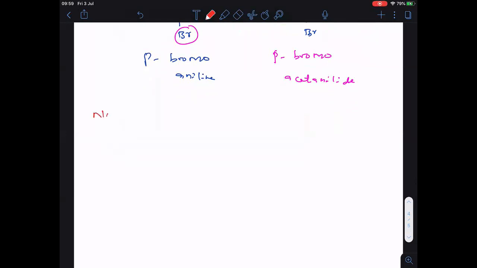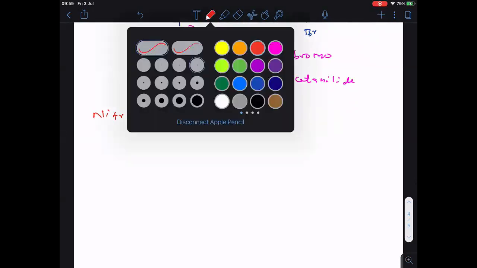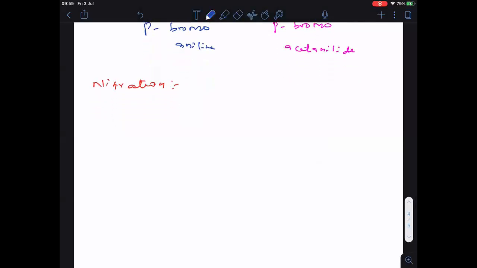Okay, now next one, nitration. Clear? Now how to do the nitration? See clearly, this is the aniline, NH2. When aniline undergoes nitration with HNO3 and H2SO4, nitric acid and sulfuric acid, as I told you, the NH2 group is an ortho-para director.